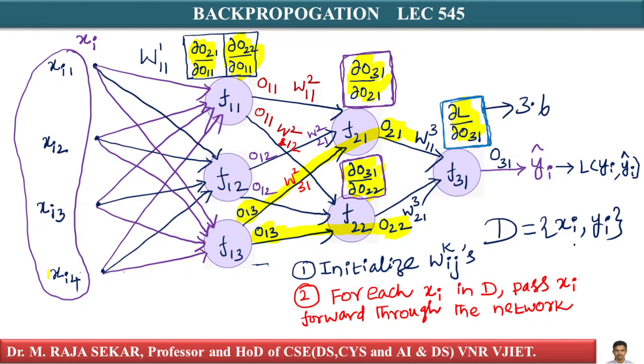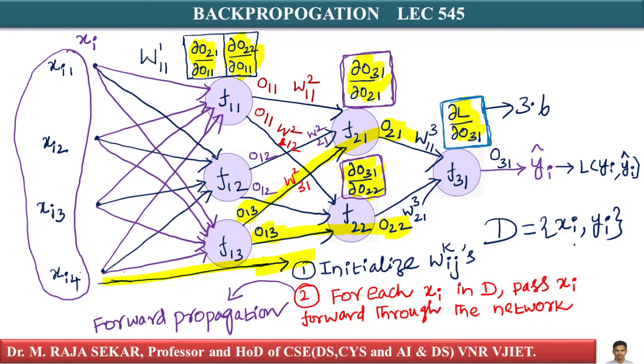Pass xi forward through the network. You are sending xi in the forward direction. So this step is called forward propagation, because we are propagating the data xi in the forward direction. Here xi is the input and yi is used in the loss function.